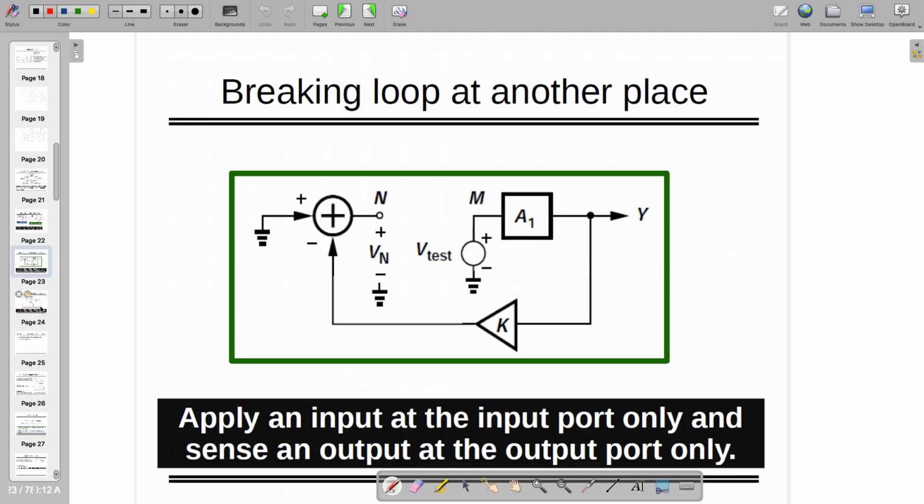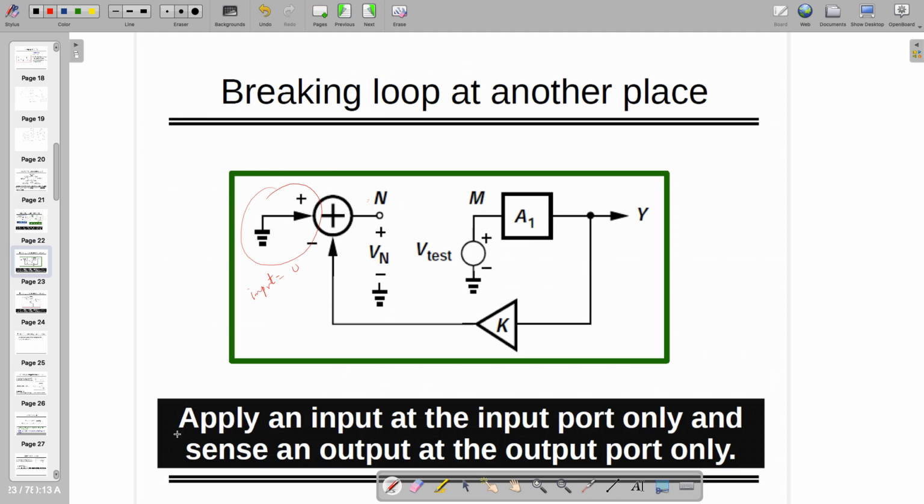If I am not breaking the loop there, but I am breaking the loop right after the feedback, and of course input is 0, and the loop has been broken over here. So this is of course the output port and this is the input port, so I am connecting VTest and Vn, and if I am measuring this now in open loop, I am going to see that A1 times K times VTest is equal to Vn.